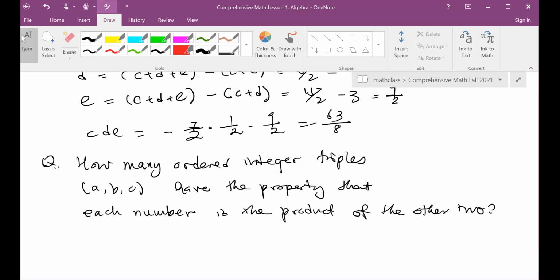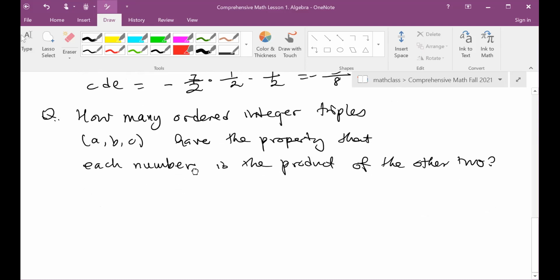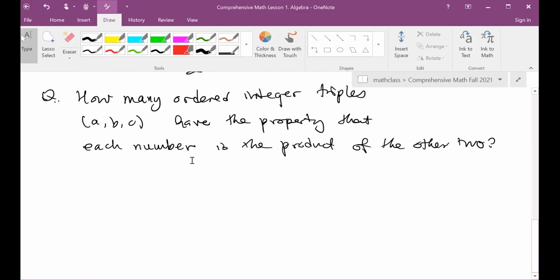So you have to write down the 3 equations. So A equals B times C, B equals A times C, C equals A times B. So you have 3 equations and 3 unknowns. So it sounds like you can find all the solutions, right? In general, if you have 3 equations and 3 unknowns, you can get all the solutions.